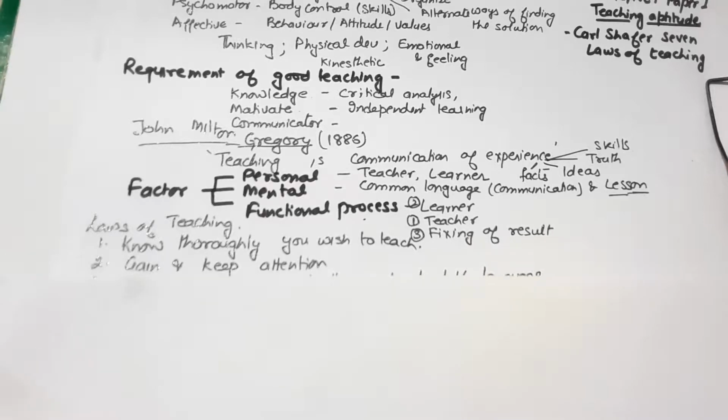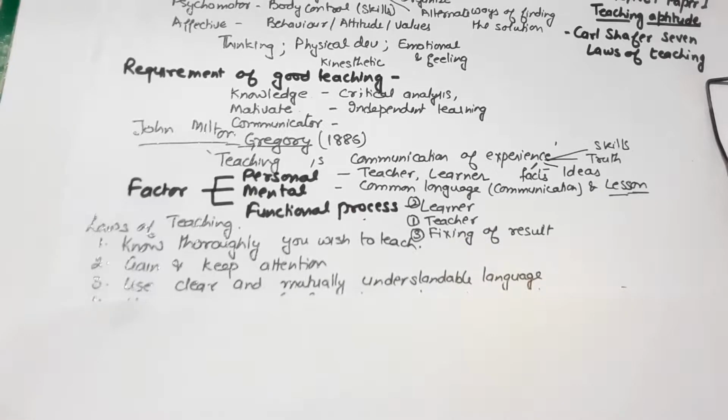The second law is that the teacher must try to gain and keep the attention of the learner. This is very important, that he must see that the learner is motivated to learn. He has also suggested that if the learner is not motivated, then the teacher must not teach. That means if the learner is not putting in enough attention, then the teacher should stop teaching. It becomes useless to teach if the learner is not attentive.